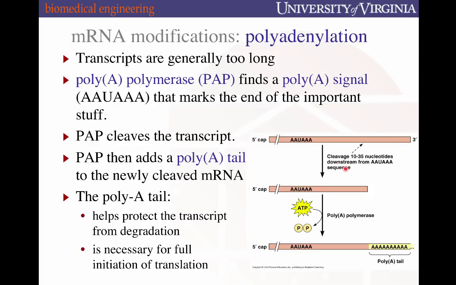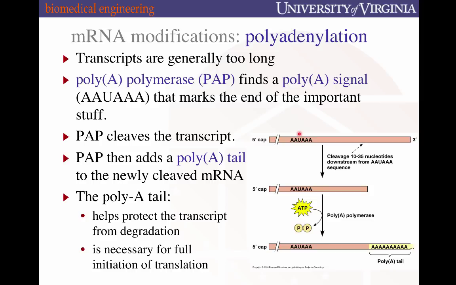So to do that, there's another consensus sequence towards the 3' end, shown here, that is recognized by another enzyme called poly-A polymerase, or PAP. So that enzyme finds this signal, and that marks the end of the important stuff for this gene that needs to be translated to proteins. PAP will then cut off the excess 10 to 30 nucleotides that might be after that sequence, and then adds a poly-A tail. So that A stands for adenylation, so it's just a series of A bases added at the 3' end of the newly made mRNA.